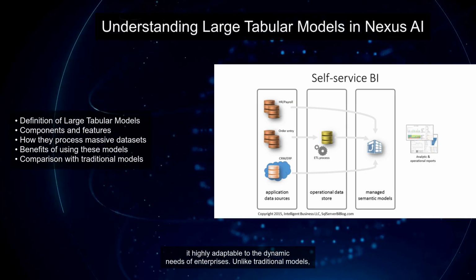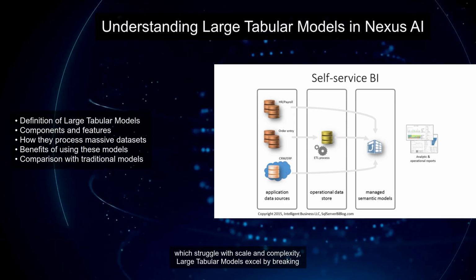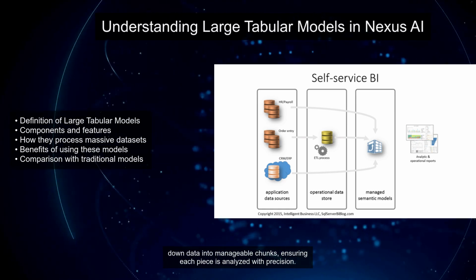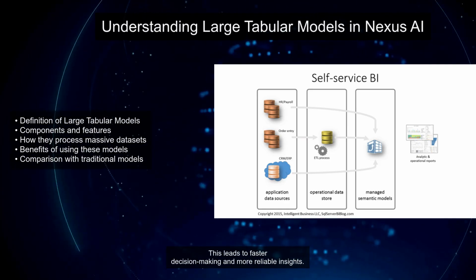Unlike traditional models, which struggle with scale and complexity, large tabular models excel by breaking down data into manageable chunks, ensuring each piece is analyzed with precision. This leads to faster decision-making and more reliable insights.